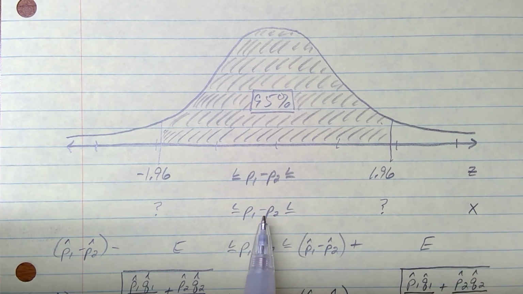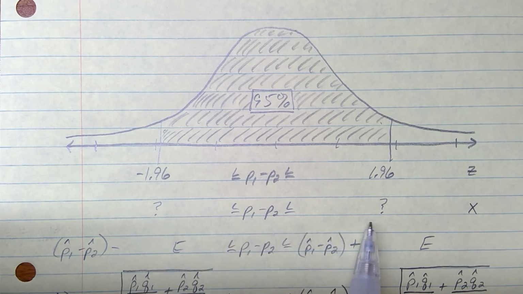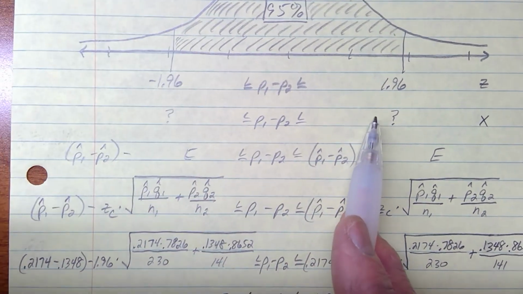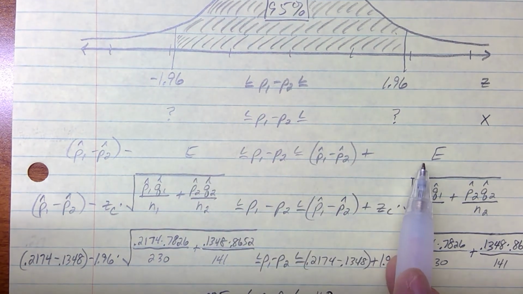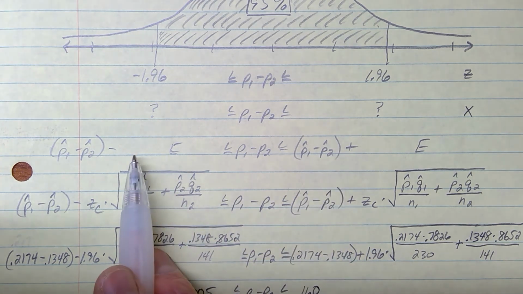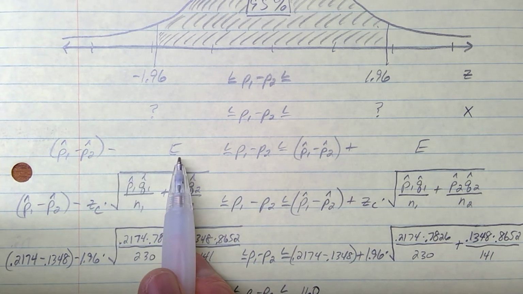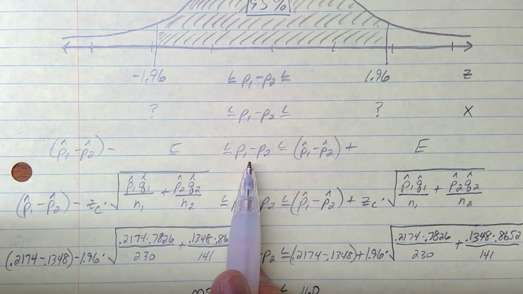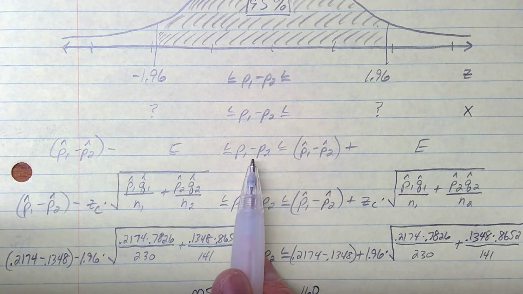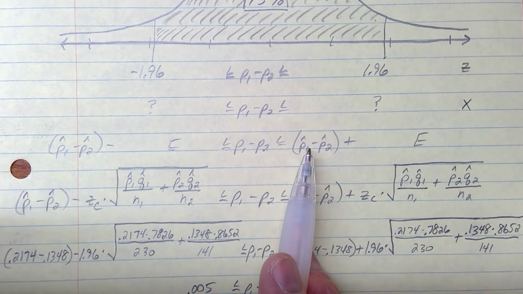So the difference of the true proportions lies between, and we're looking for those two numbers. Use our formula to convert these two. All right, there's your general formula. It's our best guess plus or minus a bit of error. We don't know what this is. This is our best guess. We're making a guess at what the true proportion is based on our sample.